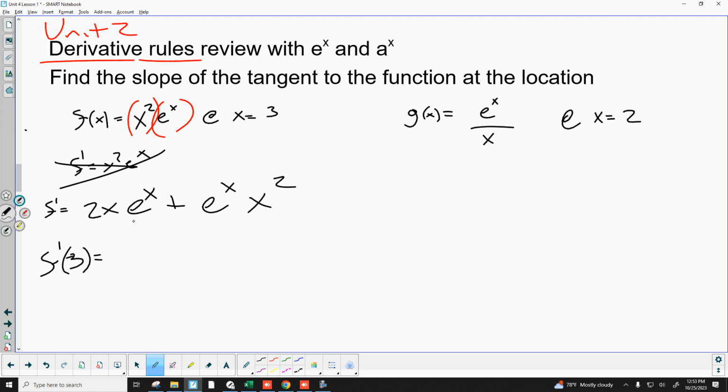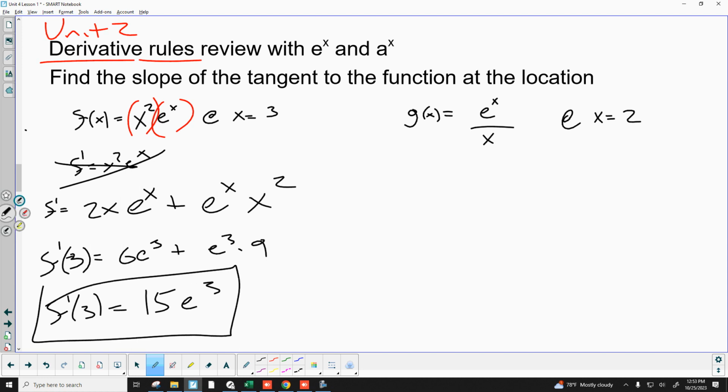2 times 3, 6 e cubed. e cubed times 9. I'd expect you to be able to simplify this. 6 e cubed plus 9 e cubed. What is it? 15 e cubed. Okay.